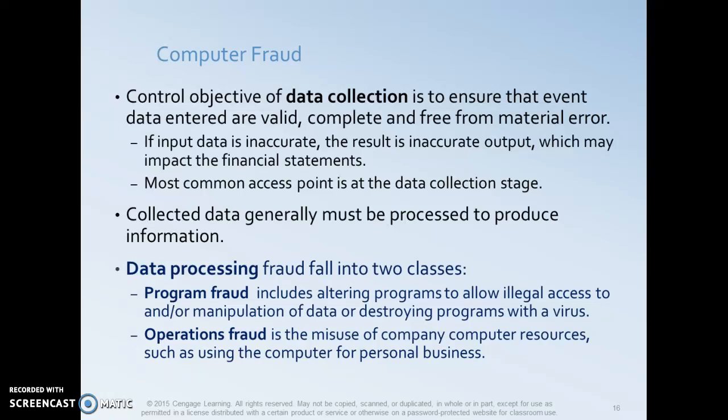So we know collected data generally must be processed to produce information. Data processing fraud falls into two classes. Program fraud includes altering programs to allow illegal access and manipulation of data, or destroying programs with a virus. So many viruses out there today, it's amazing. And then there's operation fraud, the misuse of company resources, such as using the computer for personal business.